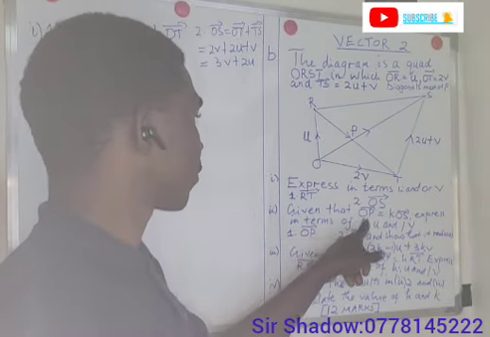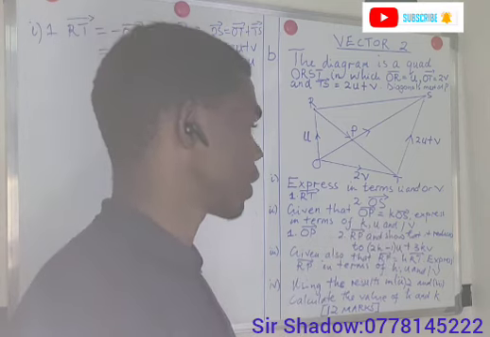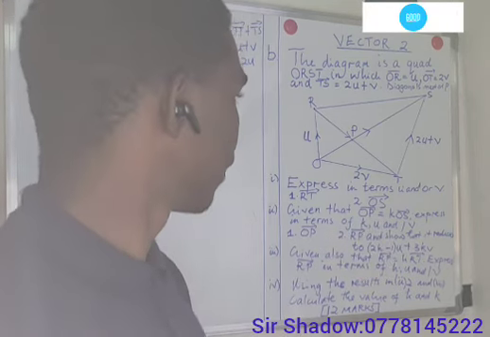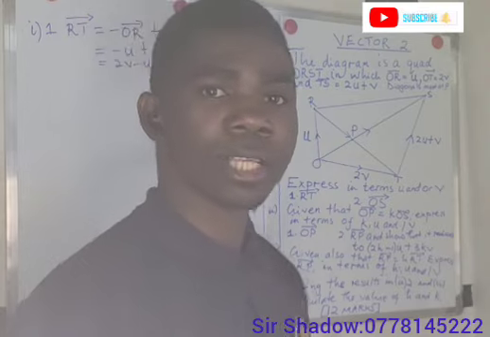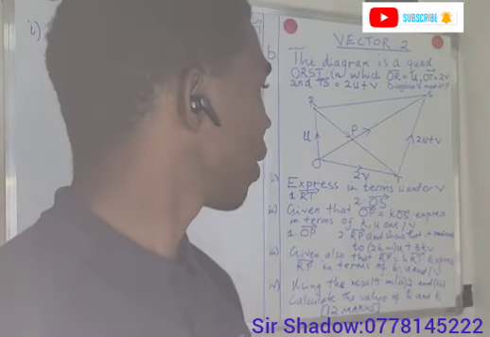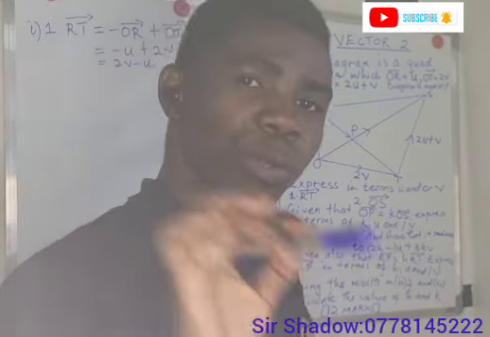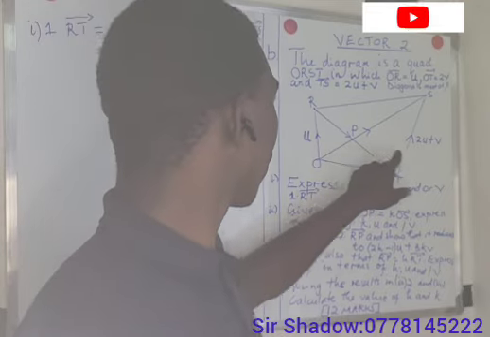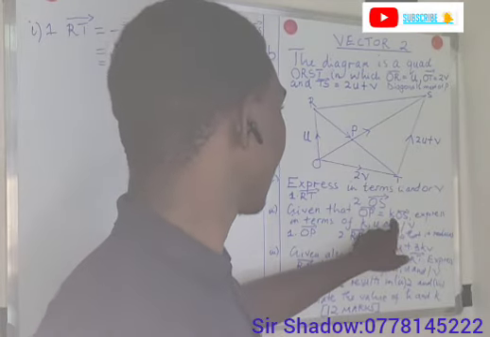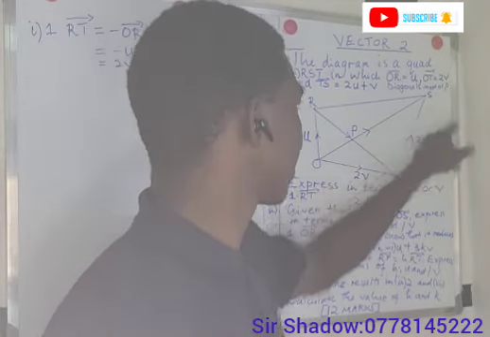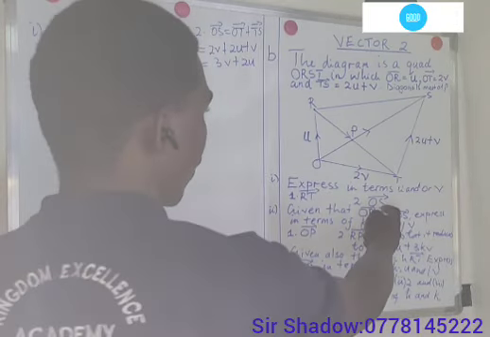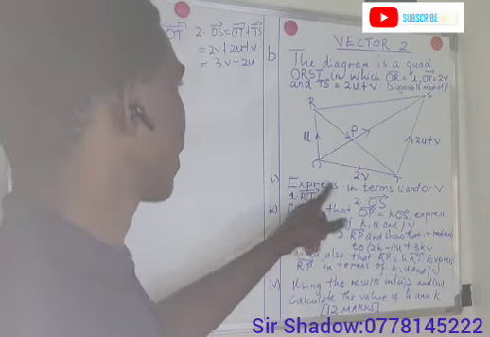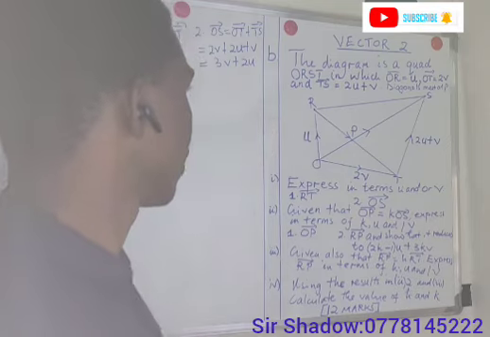Given that OP is equal to K times OS, those are the conditional vectors whereby you're given, for you to find OP. For you to find OP, we have to say K times OS, but you already have the vector OS here, which is 3v plus 2u.